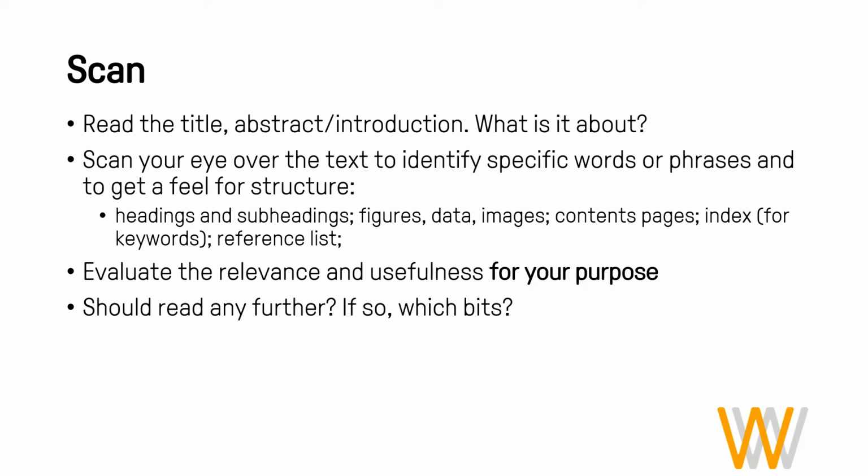Once you've made a decision to actually engage a bit more with the article or the book, we scan our eye over the text. We're going to start identifying specific words, phrases. Again, does this look like there's enough information on the particular topic that I'm interested in? Now, with a journal article, more often than not, there'll be more structure to it than possibly there will to a book, but hopefully you'll be able to find some form of headings or subheadings. If there are any figures or data or images, you can often get a lot more information out of those very, very quickly than you can by reading pages of text.